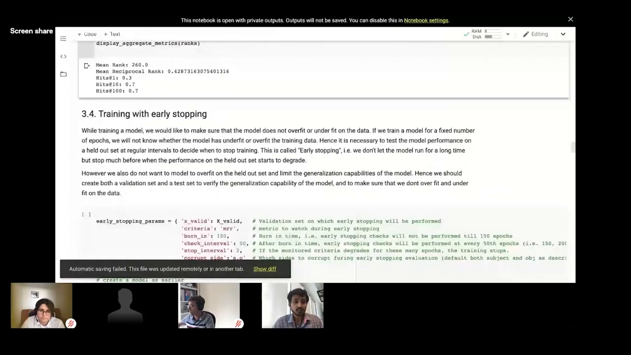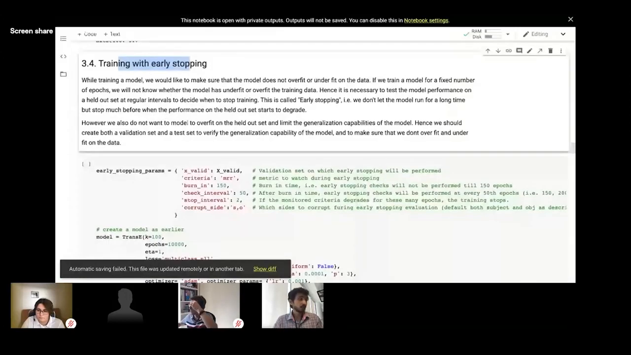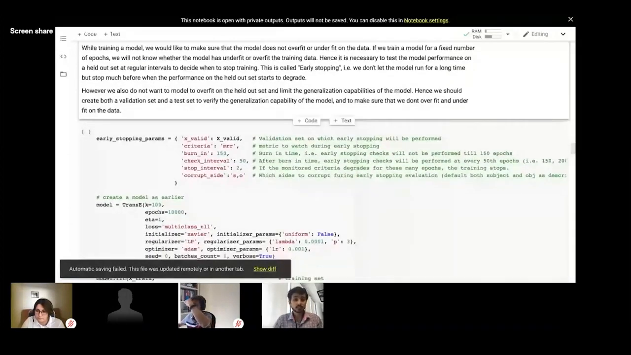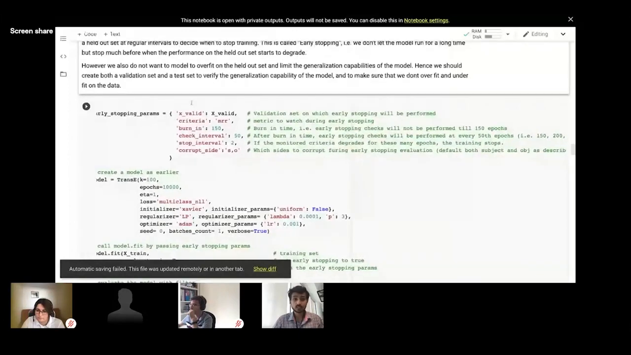Similarly, as with any other machine learning task, while training a model, you don't want to underfit or overfit on the data, and you especially don't want to overfit on your test set. So you need a validation set and so on. That is where you can use early stopping. We provide support for early stopping, where you can pass in early stopping parameters, and then the model would stop early based on the criteria specified. But early stopping takes a lot of time to run. So for this tutorial, I won't run this cell. But if you want, you can play around with this later.